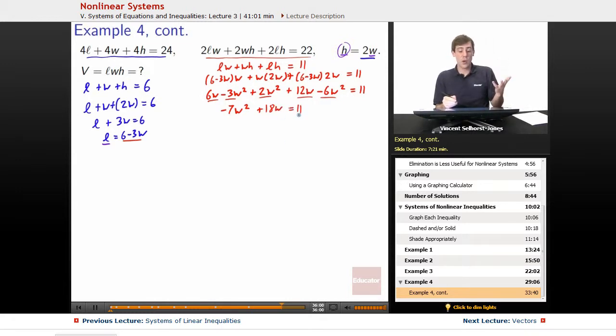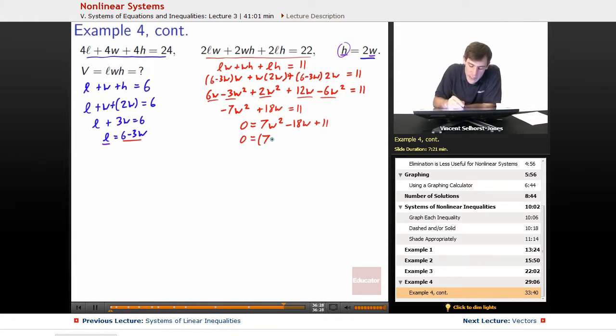Hey, we've got squared, we've got single degree of 1, and we've got a constant. This looks like a polynomial. Let's get it into an easy to solve polynomial format. Add 7W squared to both sides, minus 18W to both sides, plus 11. So at this point, we could toss this into the quadratic formula and solve out the answers, but we might be able to get lucky. And even though it looks a little complex, we might realize, oh, hey, we can factor this, not too difficult to factor. We get lucky, we notice that it turns out pretty easy to factor.